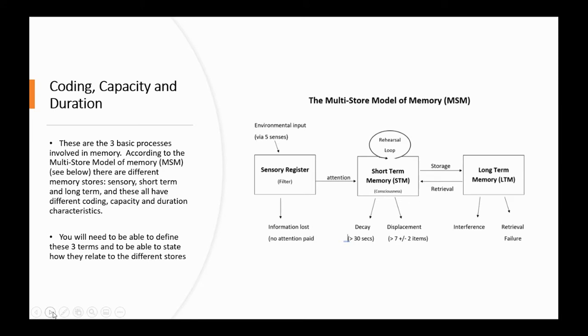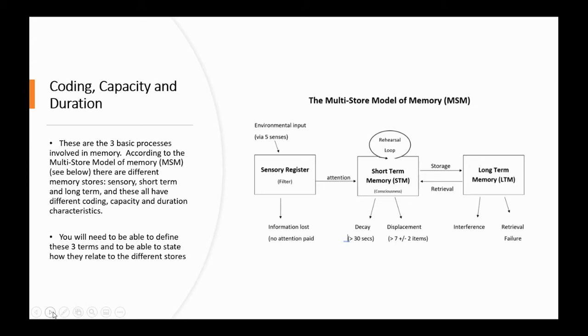There are 3 basic processes in memory: coding, capacity, and duration. You might be asked to define these key terms. You might be asked for research into coding, capacity, or duration. For example, you could be asked a question which looks at the duration of long-term memory, and you could be asked to describe a study that looks at the duration of long-term memory.